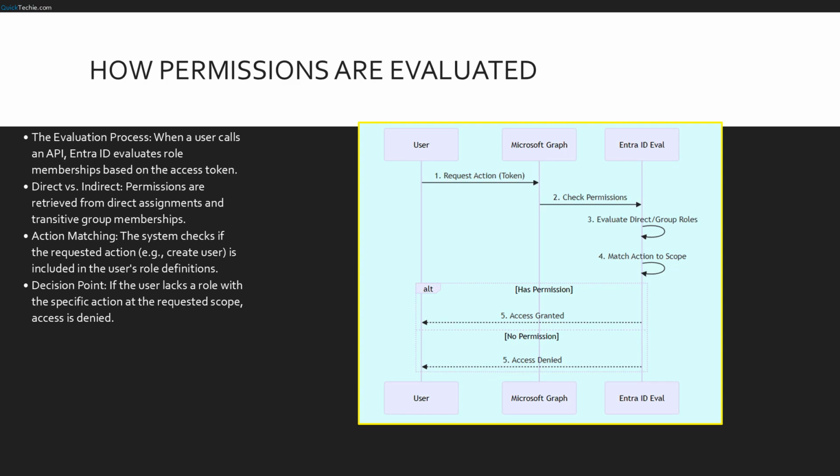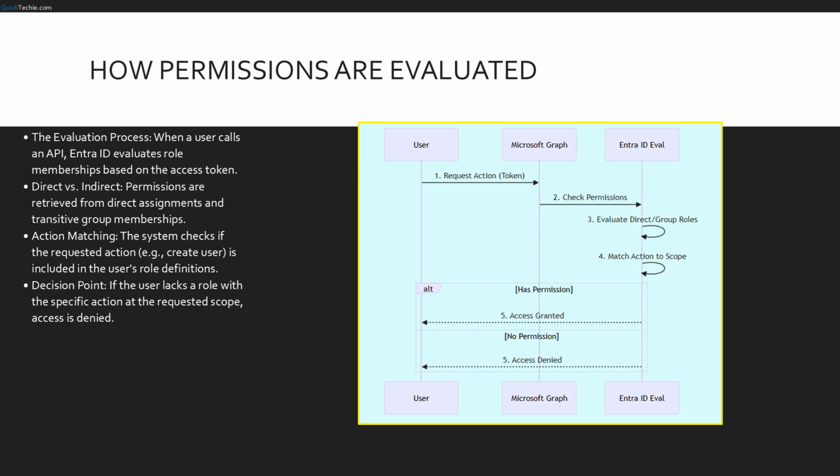Now that we've defined roles, let's explore how Microsoft Entra ID technically calculates effective permissions during a request. Referring to the first bullet, when an admin attempts an action, the system first evaluates role memberships referenced in their access token. It is critical to note, as shown in the second point, that this evaluation looks for both direct assignments to the user and indirect assignments inherited through group membership.